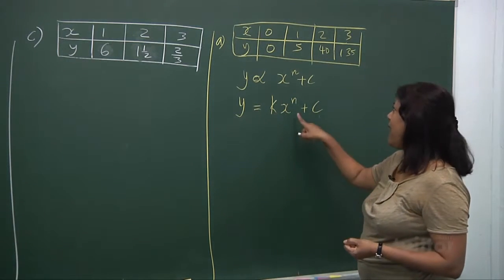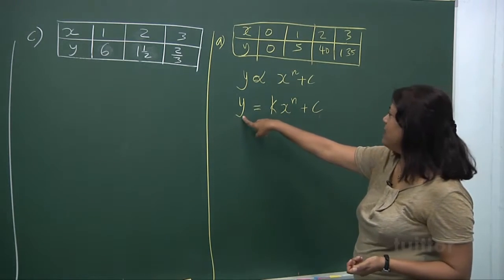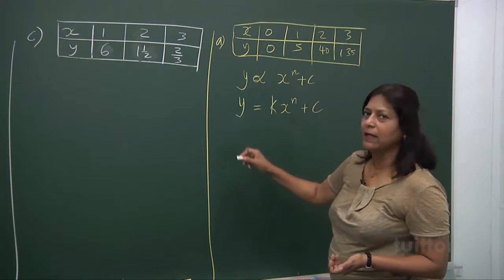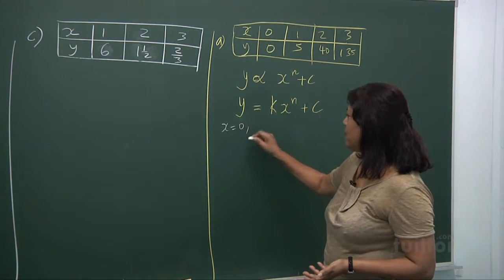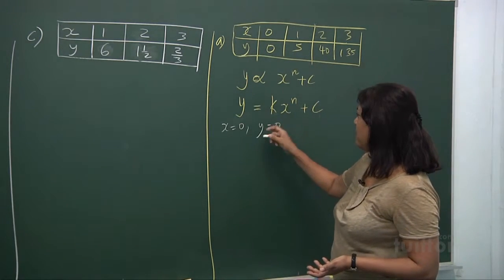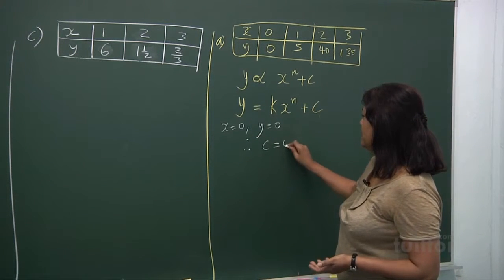So we said this whole thing, whatever the x is, we're going to use all this information. We said x, when you are 0, you're 0. 0 times k is 0. And your y is 0. So automatically your c becomes 0. So when x is 0, y is 0. So we fit it in. Therefore, your c is 0.